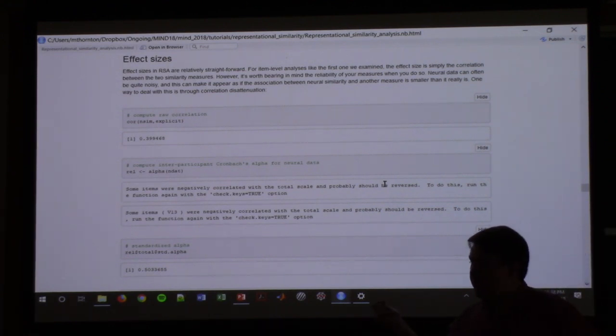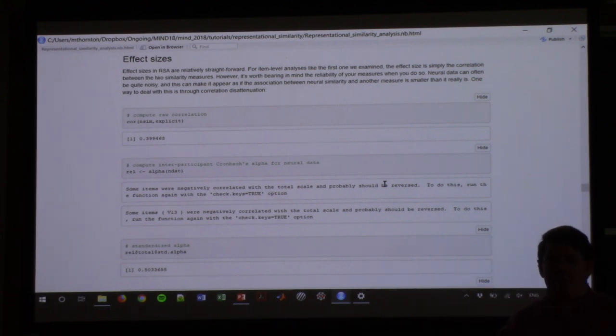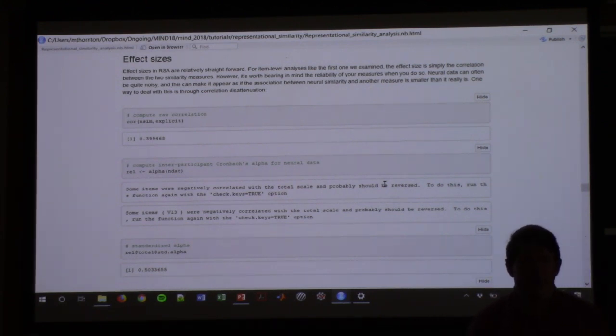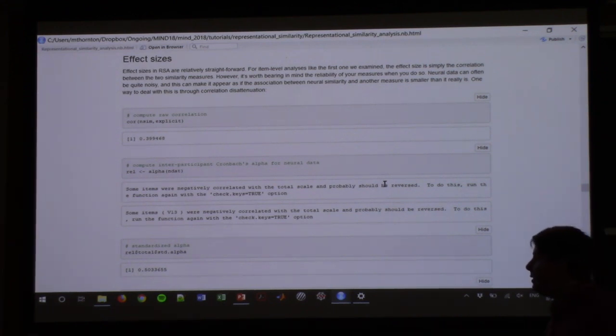However, it's also probably a bit smaller than it ought to be. The reason for that is that we don't perfectly measure the thing that we're trying to measure. The neural pattern similarity varies across people. Some of that might be real idiosyncratic differences between participants, but some of that is almost certainly just noise, because we didn't perfectly measure the underlying BOLD signal across the course of the experiment.